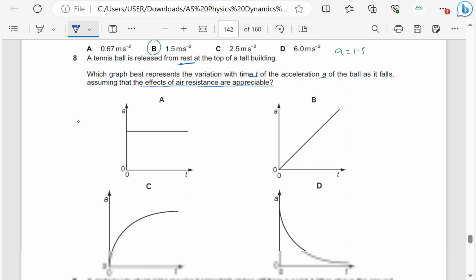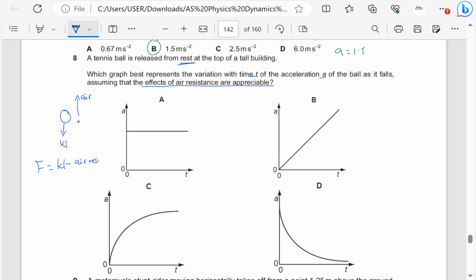Since it is falling in air, for an object falling in air, the weight remains constant. The force due to air resistance increases. So the resultant force is equal to the weight minus the air resistance. If the air resistance increases, this difference becomes smaller. It means the resultant force decreases. But remember, the resultant force is mass times acceleration. So if the resultant force decreases, the acceleration must decrease.